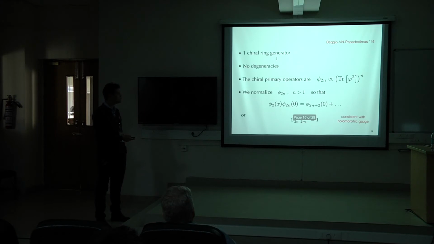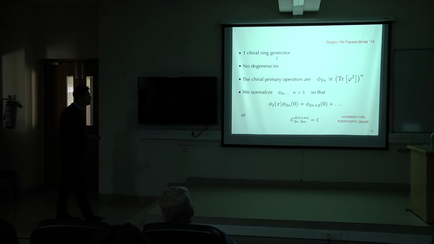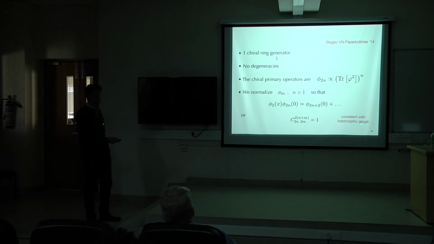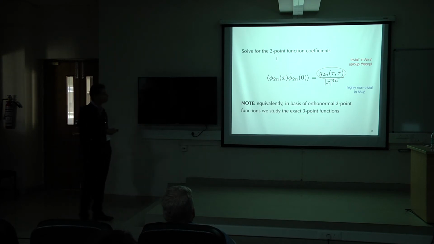Once I have the normalization of phi_2, I will normalize all the other multi-trace operators so that the OPE coefficient is 1. So I take phi_2 with phi_2, and that will give me phi_4, and I normalize phi_4 so that the C here is 1. This is a consistent choice with the holomorphic gauge, because we saw that in the holomorphic gauge these quantities have to be holomorphic functions. Here they are constant. So the remaining task is to find these coefficients, the 2-point function coefficients.